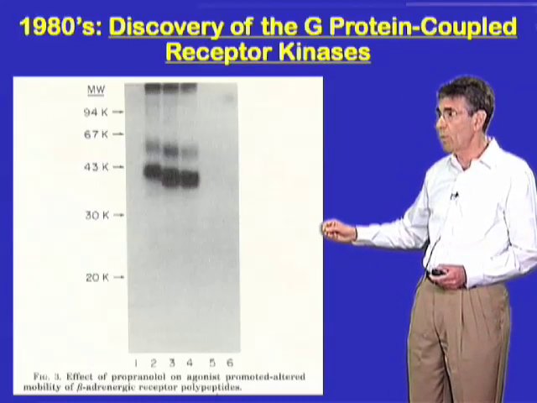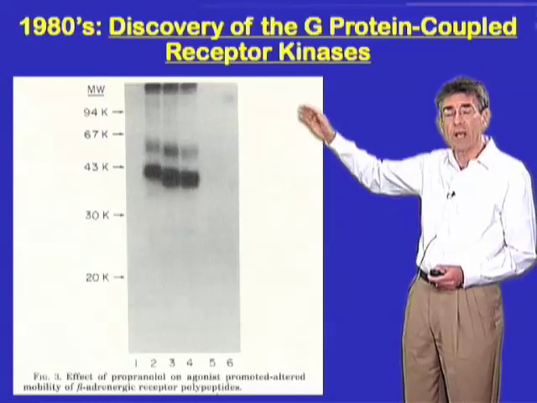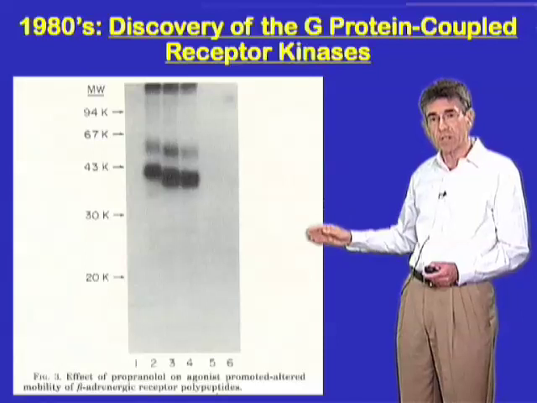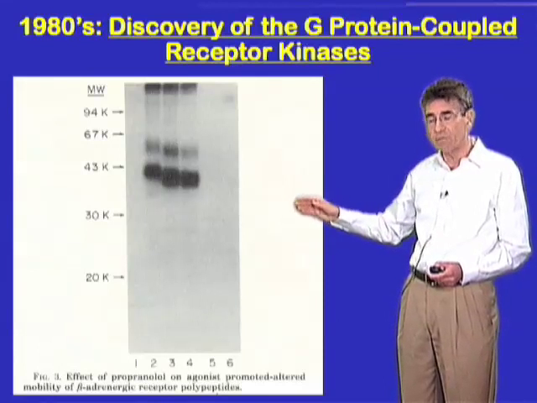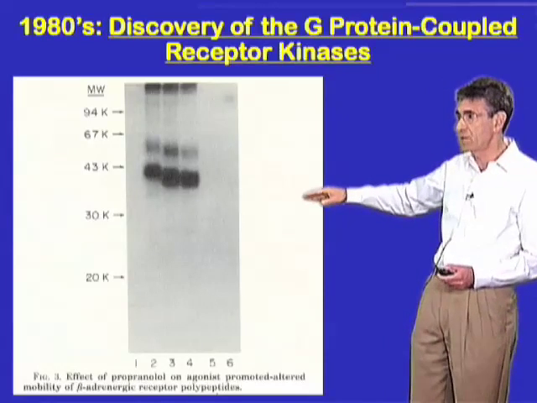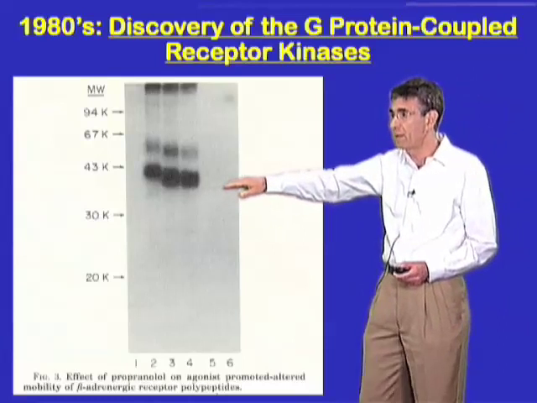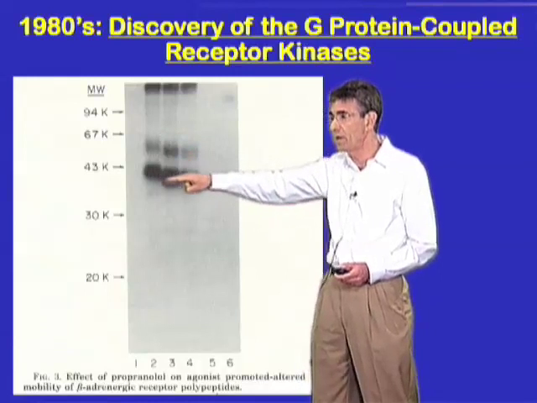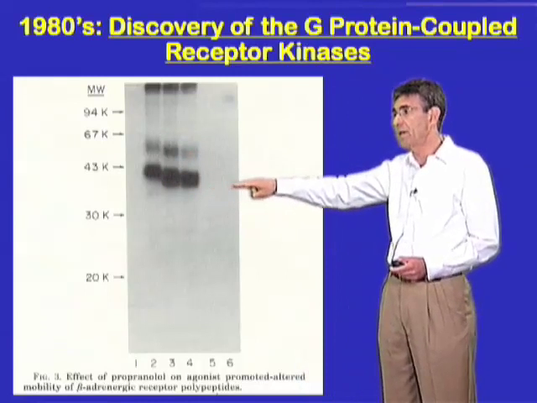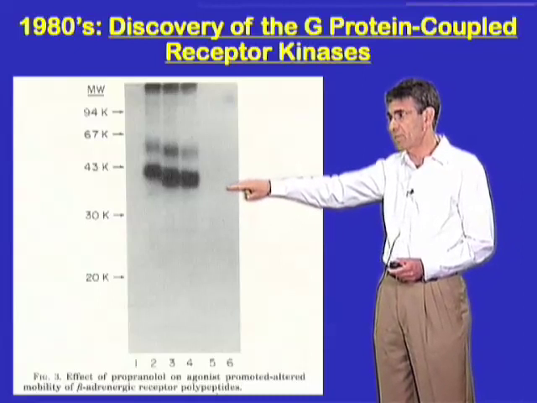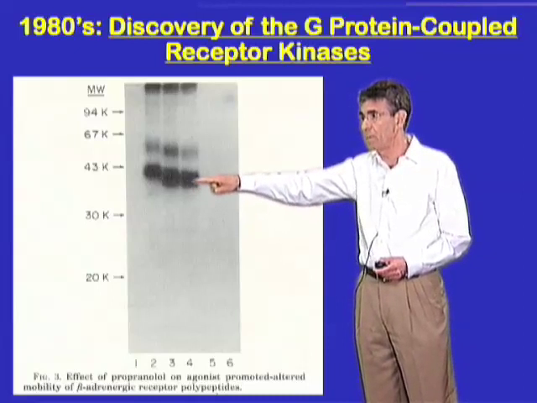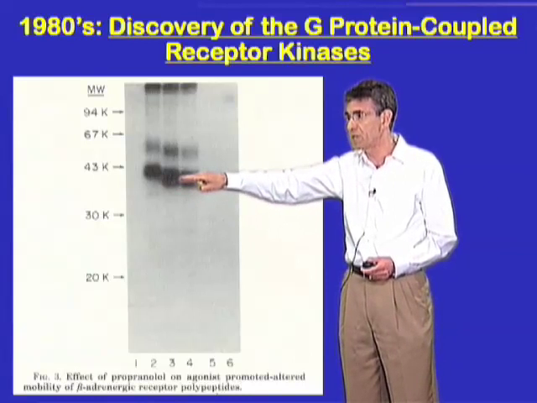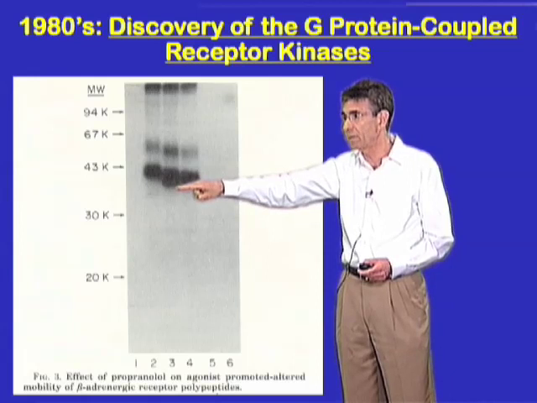What we were able to demonstrate when we then ran those solubilized, desensitized receptors side by side with naive receptors, which hadn't been desensitized, on SDS gels, was that the mobility of the desensitized receptors was actually retarded as compared to that of the non-desensitized receptor. The middle lane here shows the pattern of a receptor which had been exposed to the agonist, but in which desensitization had been blocked by an antagonist.